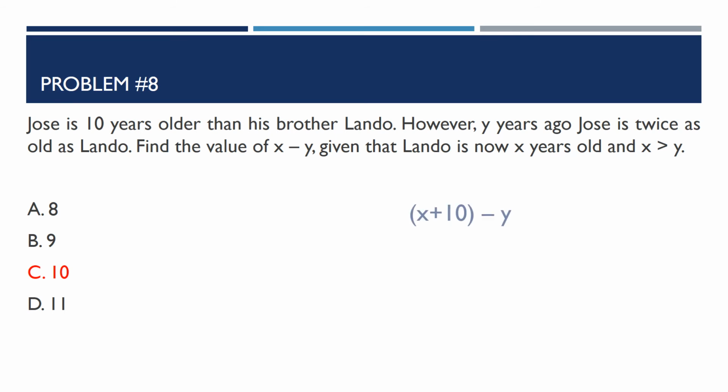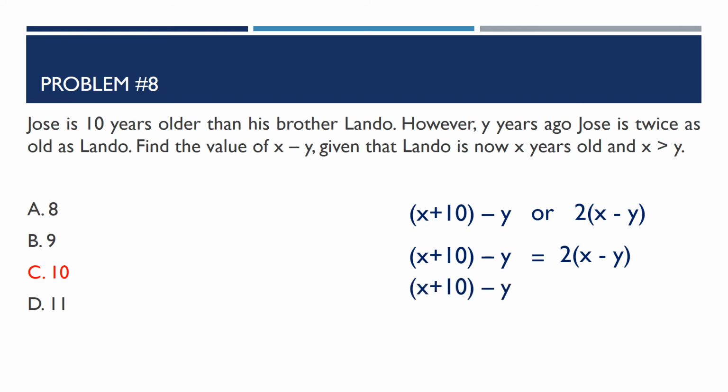Again, let's focus on this statement. The age of Jose y years ago is in different expressions, but they are the same age, the same value. So that means we can replace the "or" with equals. And then let's simplify this. We have x plus 10 minus y. Just leave it there. We cannot add anything in this expression, but we can distribute the 2 on the right side, which is 2 times x and 2 times y. So it will be 2x minus 2y.